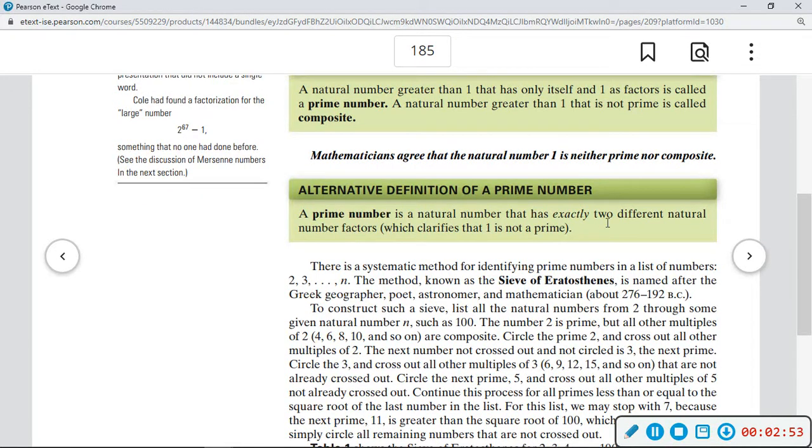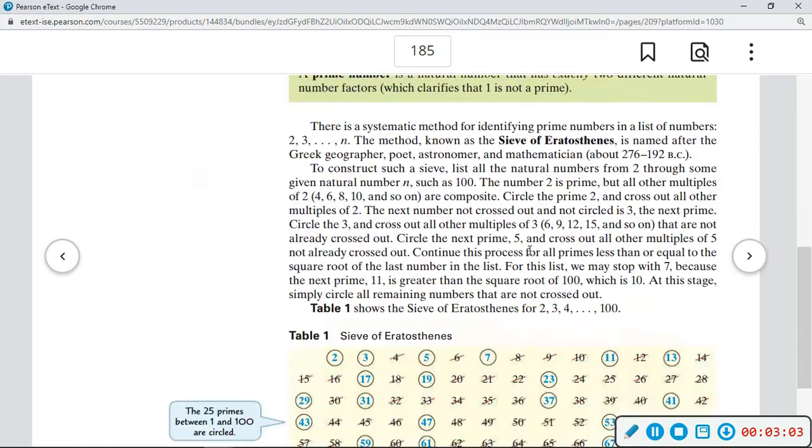Prime number is a natural number that has exactly 2 different factors, which clarifies that 1 is not prime, because 1 times 1 is not 2 different numbers.